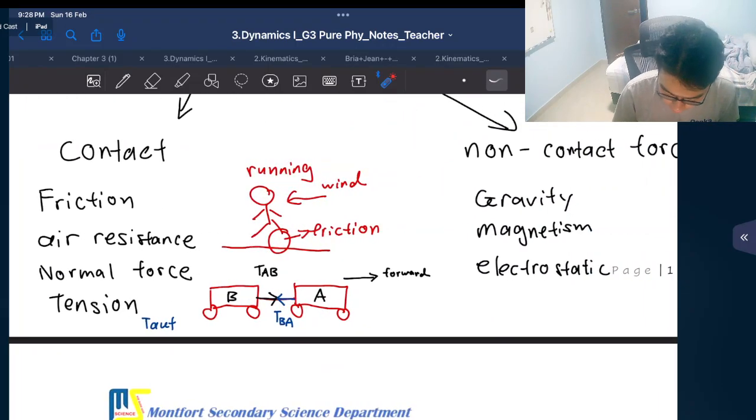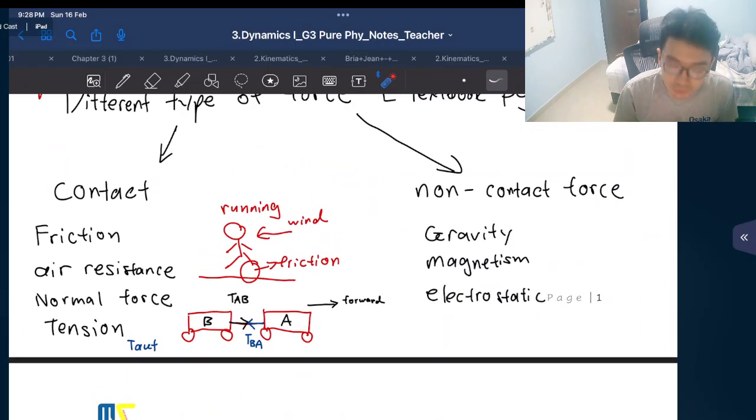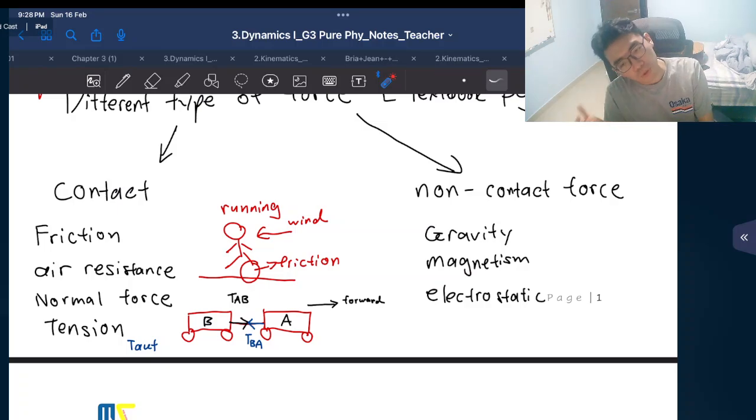So these are your non-contact forces and contact forces. Important, why? Because you need these forces to draw your free body diagram. I give you a hint already. You need these forces to draw your free body diagram.